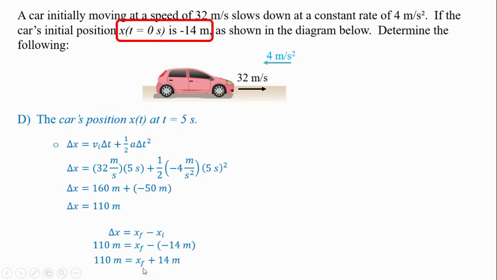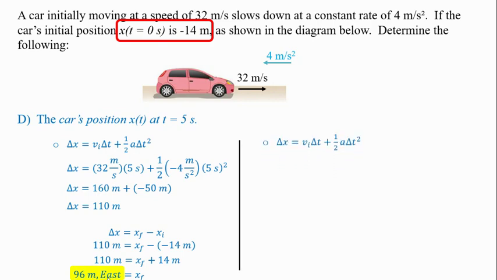So therefore, to find xf now, I would just have to subtract 14 from both sides. 110 minus 14 will give you a value of 96. Now in my answer, it'll be 96, comma, east, because position is a vector. So while it started at -14, 5 seconds later, it has gone past 0 and it actually got to the 96 meter mark on a number line. Okay, so that's that.